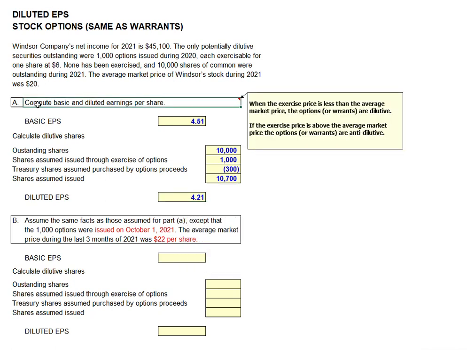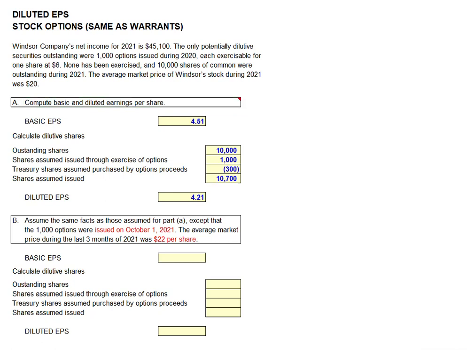One thing we want to keep in mind, when the exercise price is less than the average market price, the options or warrants are dilutive. If, on the other hand, the exercise price is above the average market price, the options or warrants will be anti-dilutive. The idea is that if the exercise price is above the market price, we'll collect more in proceeds and be able to buy back more shares than we issue through the exercise of the options, which would make the options anti-dilutive.